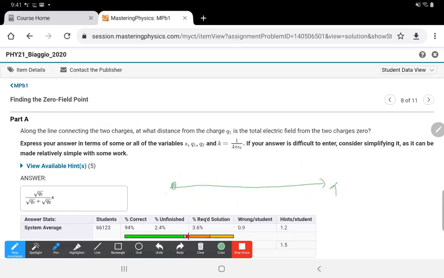X, this is zero, this is S, Q1, Q2. Okay, then let's calculate the electric field. Suppose the zero point is here, at X. Then the electric field generated by Q1 is equal to KQ1 over X squared. And the electric field generated by Q2 will be KQ2 over (S minus X) squared.